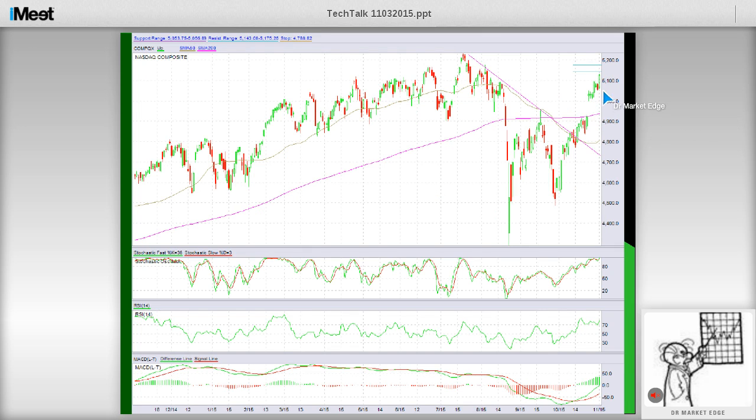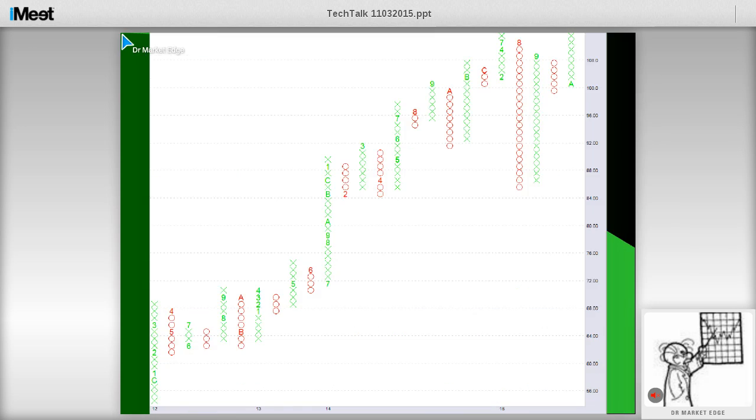Okay, here's the Nasdaq. Again, it's this big gap. A lot of times that gets filled. It didn't even come back. We broke through that descending trend line, and we're back above the 200. Resistance on the Nasdaq is right here at 5143, 5175. We'll take another look at the point and figure on this.